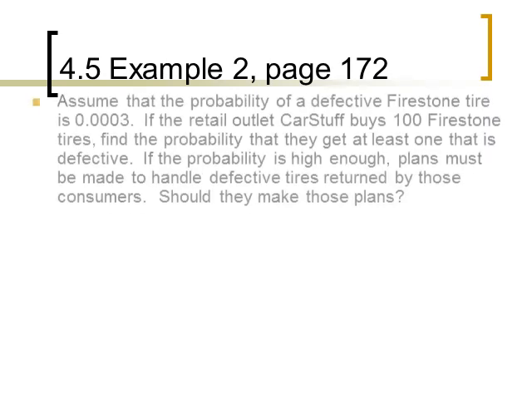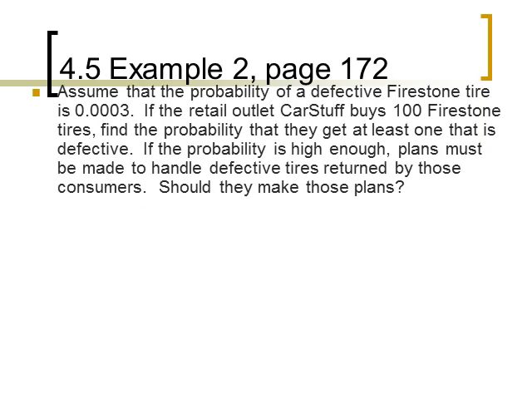This is example 2 found on page 172 in section 4-5. Here we are told to assume that the probability of a defective Firestone tire is 0.0003. If the retail outlet Car Stuff buys 100 Firestone tires, find the probability that they get at least one that is defective. If the probability is high enough, plans must be made to handle defective tires that would be returned by those consumers. Should they make those plans?